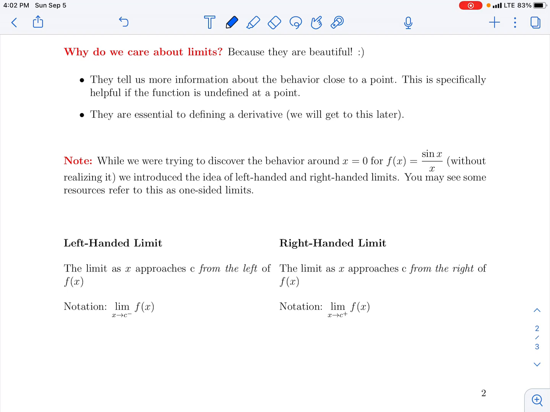And another reason is that limits are really essential to defining what's called a derivative, and derivatives and integrals are the two main reasons why people truly study calculus. Very applicable for sciences, engineering, and other sorts of things.